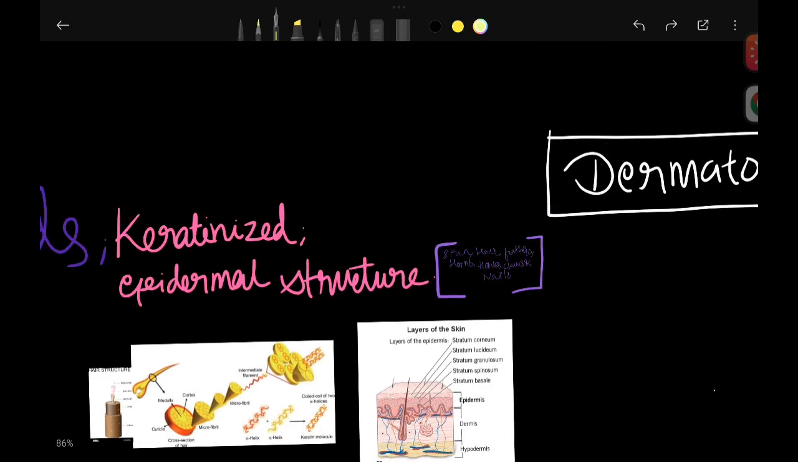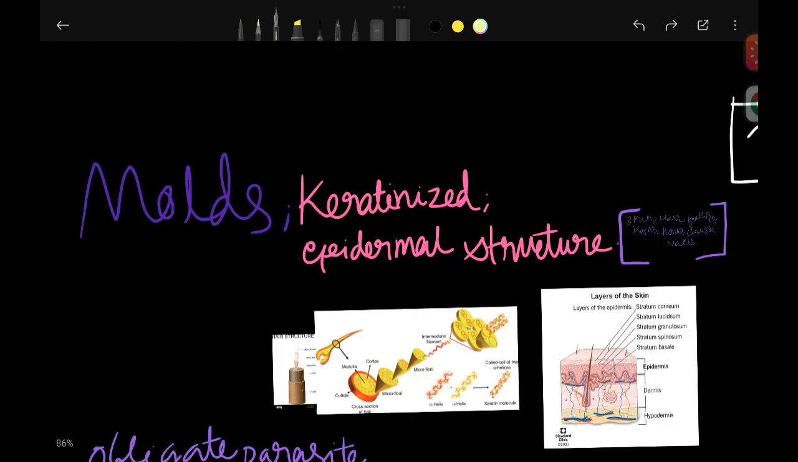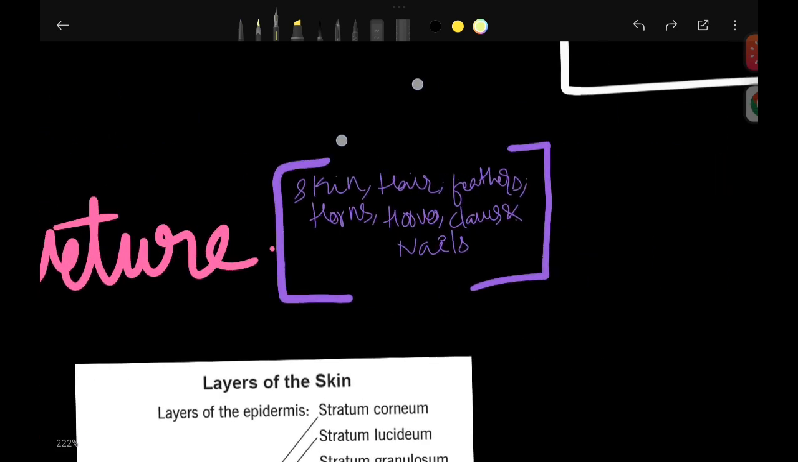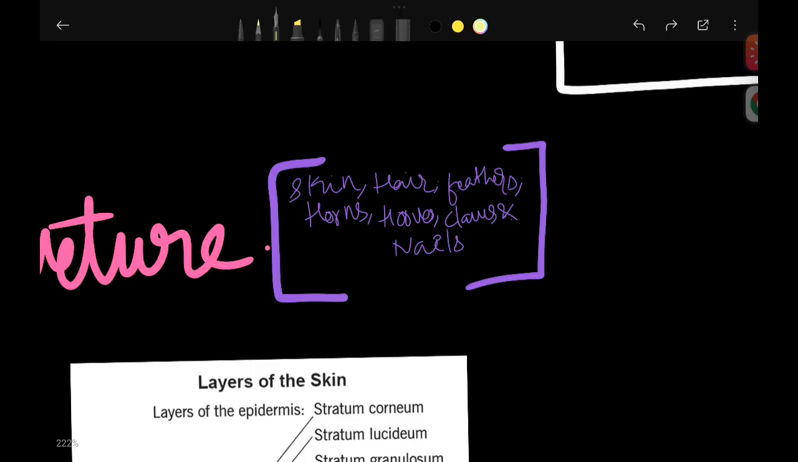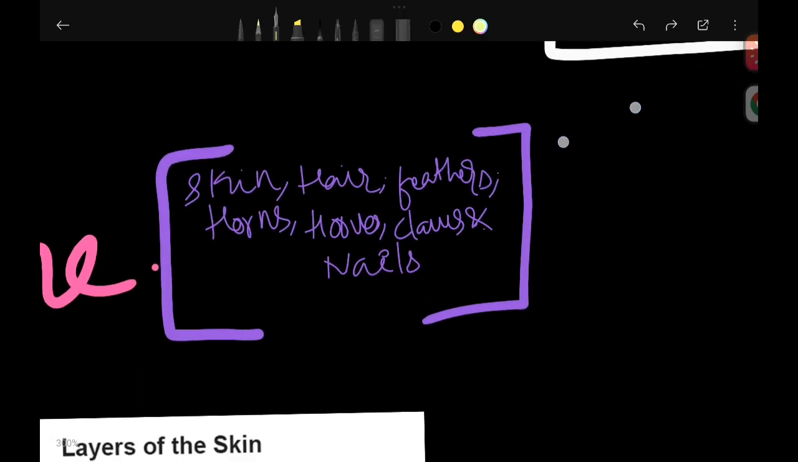Dermatophytosis is a fungal disease caused by molds, and those are nothing but the dermatophytes. These molds have an affinity to infect keratinized epidermal structures such as skin, hair, feathers, horns, hooves, claws, and nails. If you look at these tissues, an interesting thing to note is that they are all richly composed of the protein called keratin.